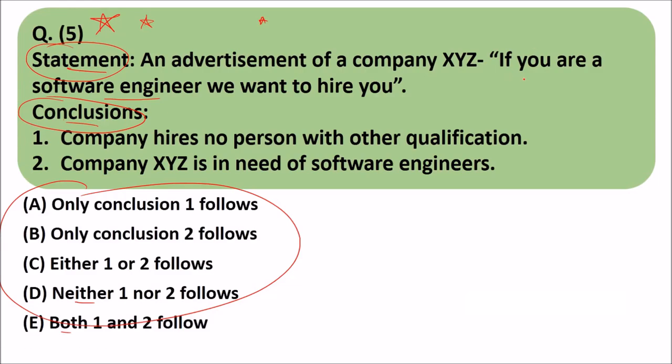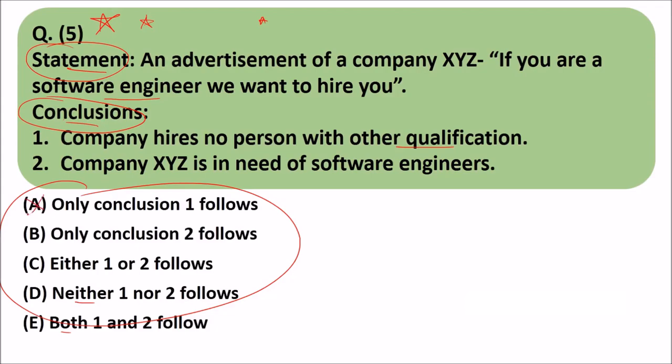Now the statement is that if you are a software engineer, we want to hire you. So that means that the company wants software engineers, but it does not mean that they don't want any other engineer. This is an advertisement for software engineer, right? But it does not mean that the company is not hiring other qualifications. It might be separately hiring other qualifications also. So conclusion 1 does not follow.